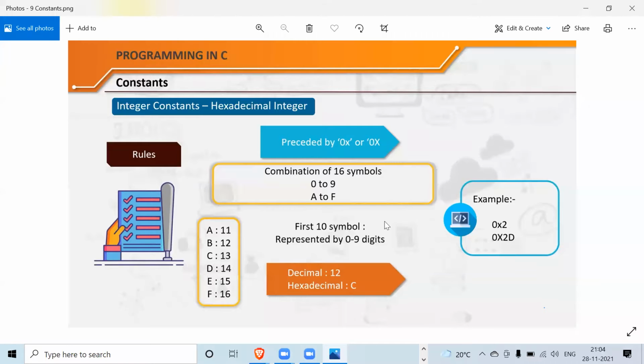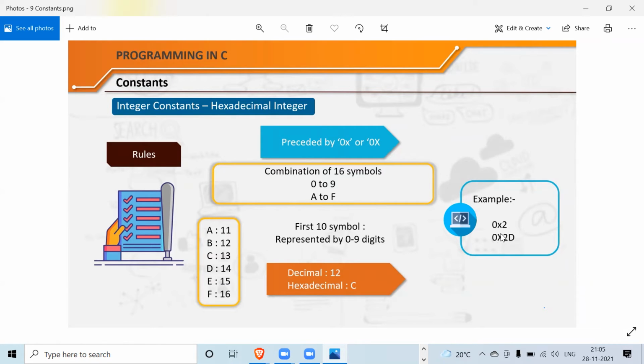Now how do we differentiate which system this is? Although we can see here that A to F is there, let's say you have the number 9. You don't know if 9 is decimal, hexadecimal or octal. So for that, 0x is used before writing any number. That x can be either small or big, that does not matter, but 0x is written before.